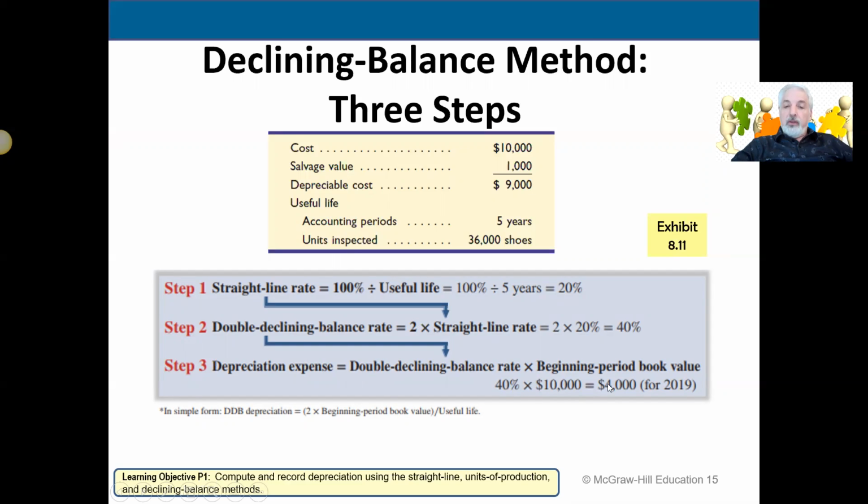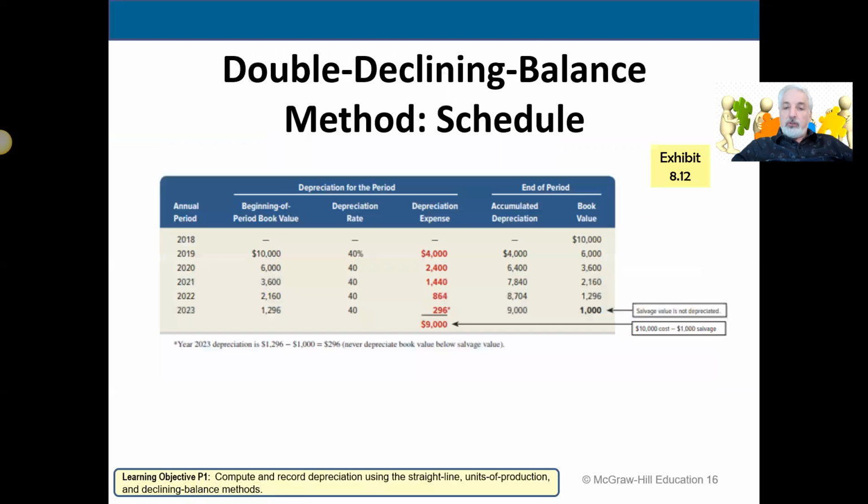So the first year, we're going to take 40% of the original amount of that $10,000. That's $4,000. Well, how much is now left? What's the net book value? We get 10,000 minus 4,000. We have a net book value of 6,000. You take 40% of that 6,000. Again, notice no salvage value. And we end up with, instead of 4,000, we end up with $2,400.